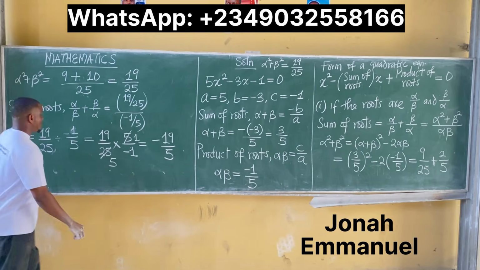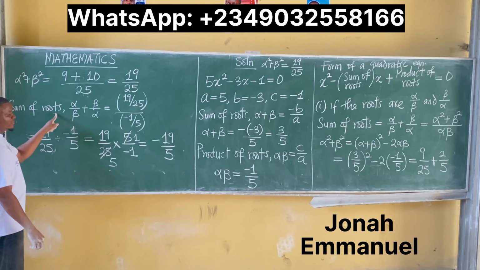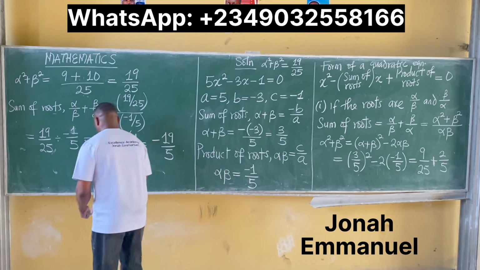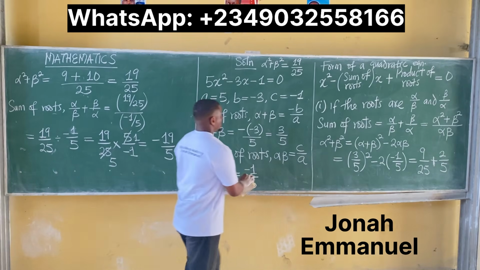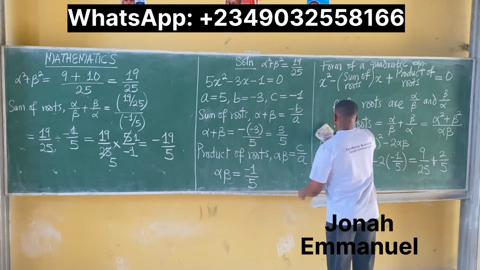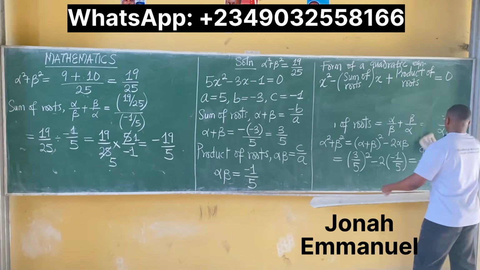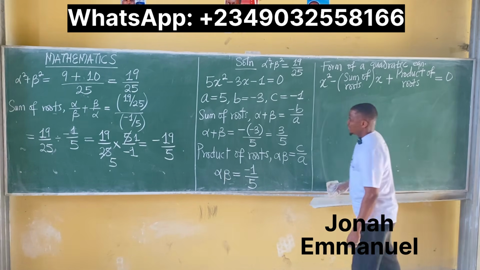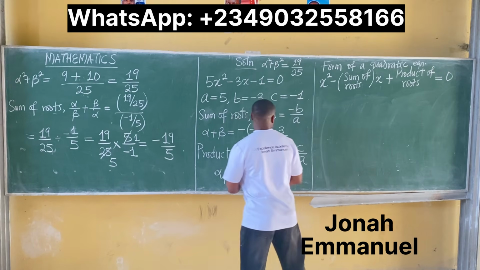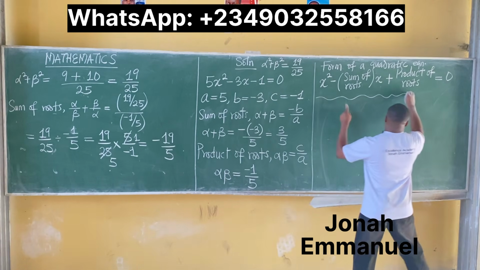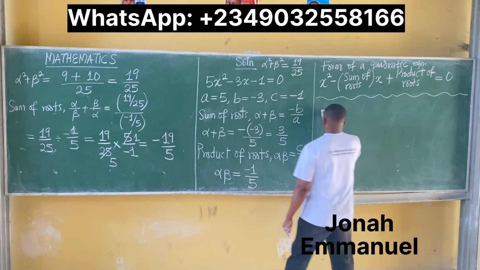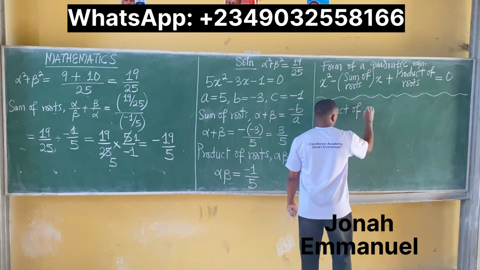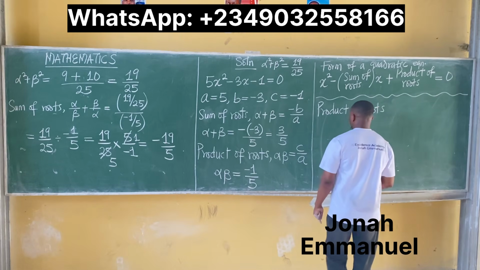So what I have here is the sum of roots. I've gotten the sum of roots. Let's get the product of roots. I'll leave this pending here. For the product of roots, we'll have that. I'll keep this one here for reference. Product of roots.